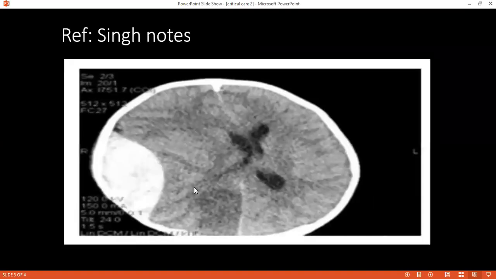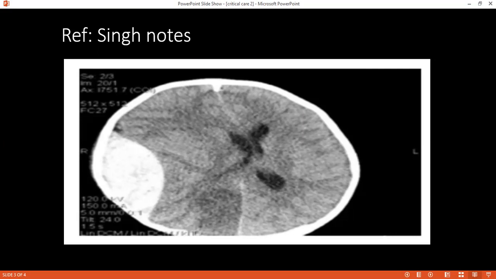Can you read this for me, please? Yes, ma'am. This is a CT scan of the head with contrast. It is showing a hyperdense biconvex lesion. Also, it is showing midline shift and compression of the ventricles. So most probably it is extradural hematoma.